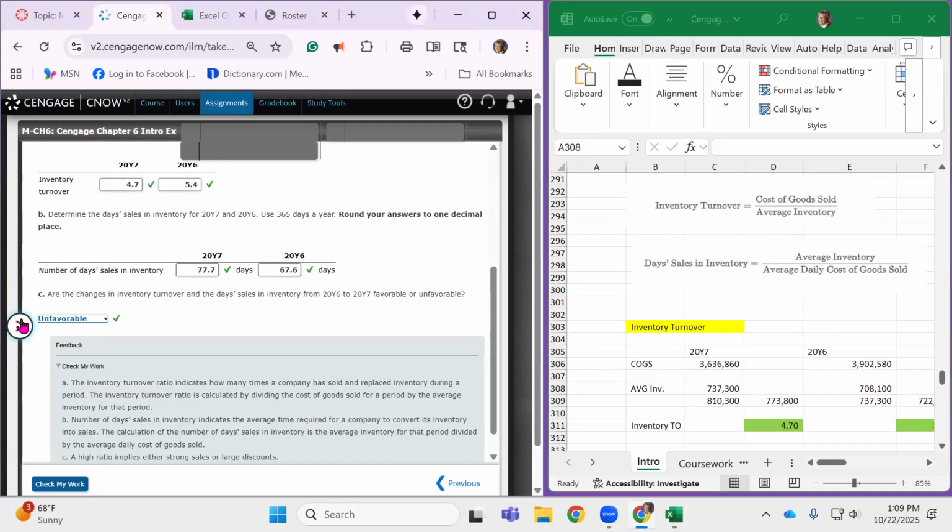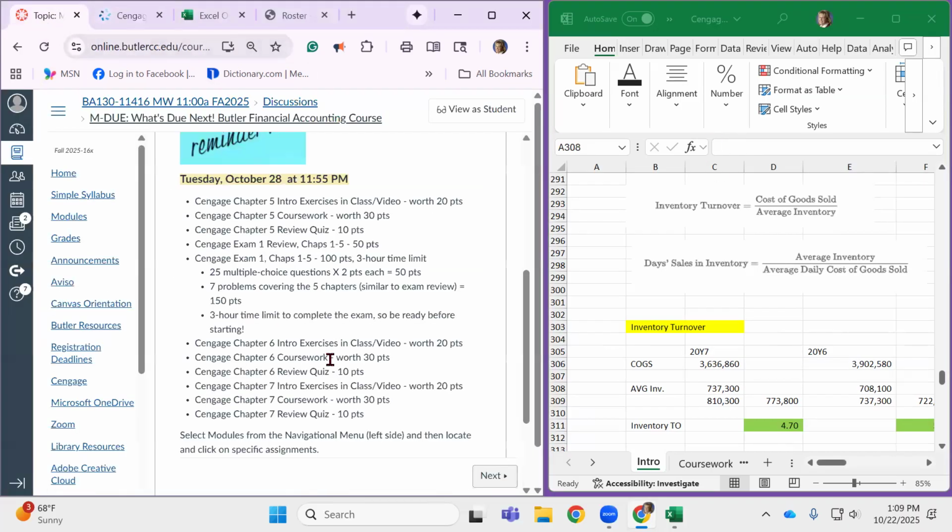Okay, unfavorable. That's it for the intro exercises. So obviously we didn't get to chapter 7. So we will just work with this chapter first, okay? 2 chapters is just not going to work. All right, we'll finish up chapter 7, and I'll push 8 out a little bit, okay? We'll finish up chapter 7 on Monday. So please look at the new due dates, all right?